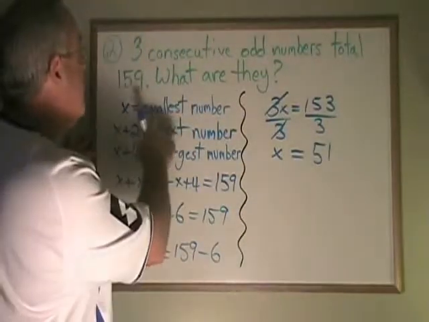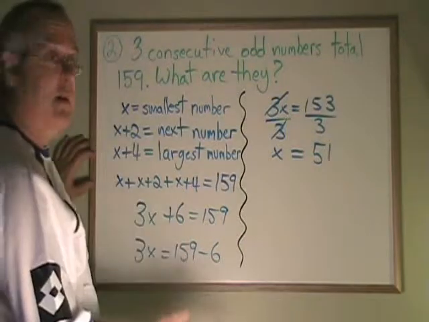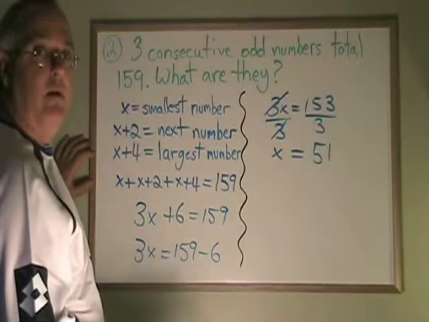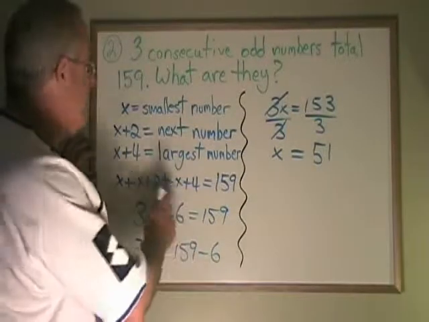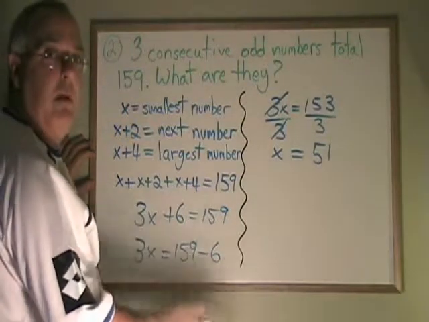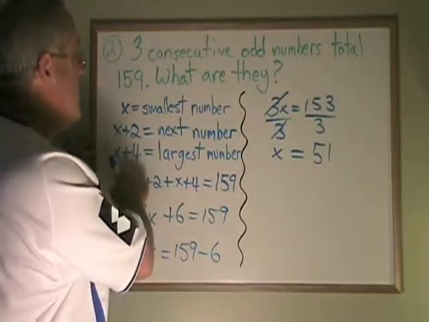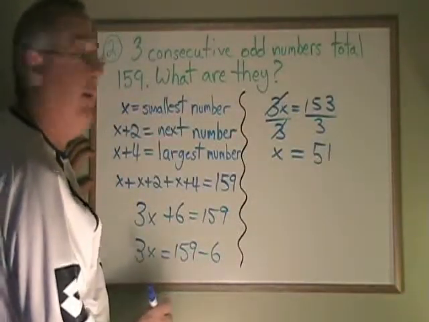That means my smallest number is equal to 51. X plus 2, the next number will be equal to 51 plus 2, which will be equal to 53. And x plus 4, the largest number, will be equal to 51 plus 4. It will be equal to 55.